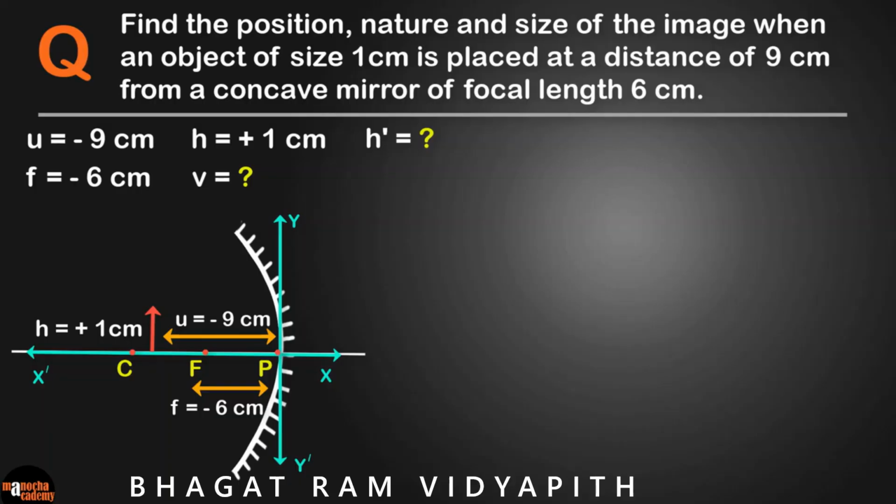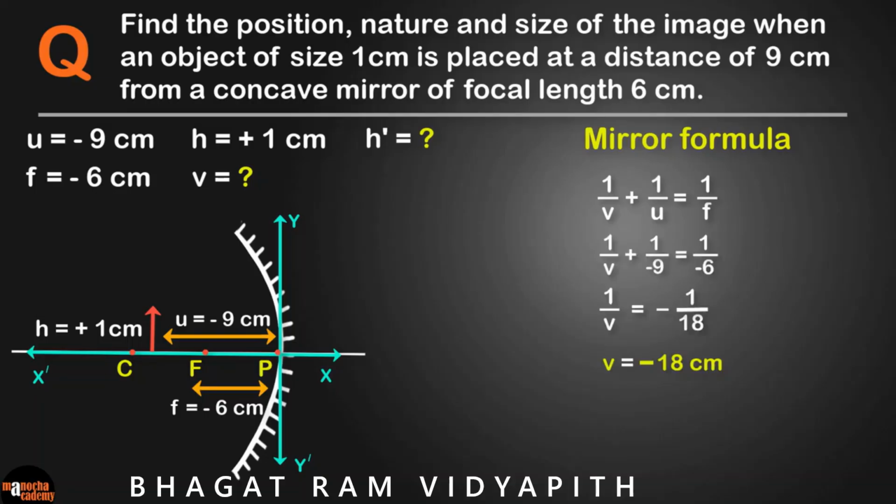To find the image distance, let's write the mirror formula: 1 by v plus 1 by u equal to 1 by f. Substituting the values and solving, we get the image distance v equal to minus 18 centimeters. So the image is formed on the negative x-axis, that is in front of the mirror and at a distance of 18 centimeters from the mirror.